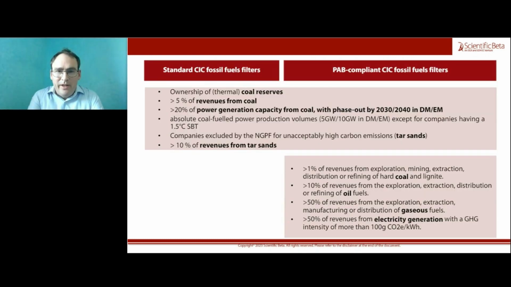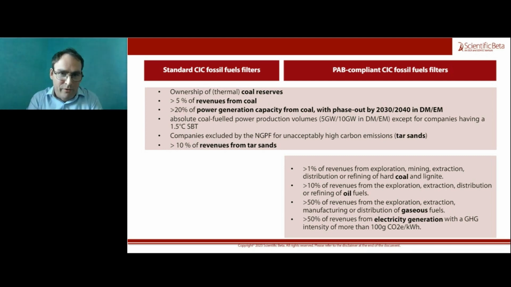Now, a last aspect that I wanted to show is that, of course, if you divest from all fossil fuel companies immediately, as is the case for the PAB benchmark, you're also going to have an investment strategy that is very dependent on oil prices. So, for example, to illustrate this point, we look at two different versions of what we call the CIC indices. So these are scientific betas, climate impact consistent indices.